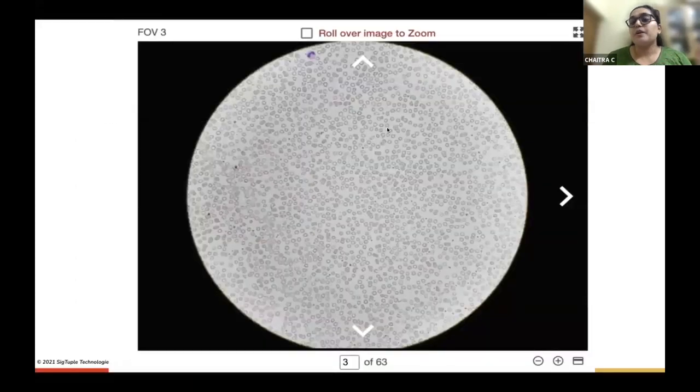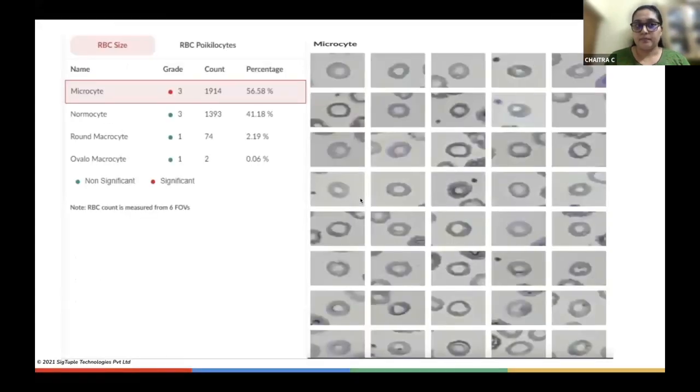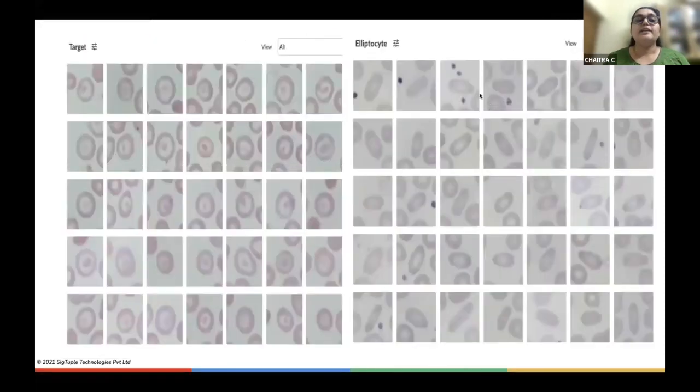This is the microscopic view which I was talking about, which is very similar to our manual microscopy. This showed microcytic hypochromic RBCs and the platelets were adequate. AI categorizes the RBCs according to size and shape and they are graded according to the ICSH guidelines. In this case, we had grade 3 microcytes with the visual evidence. In the poikilocytosis, we could see target cells and elliptocytes. There were no other abnormal cells. The differential count was within normal limits and the platelets were adequate on the smear.